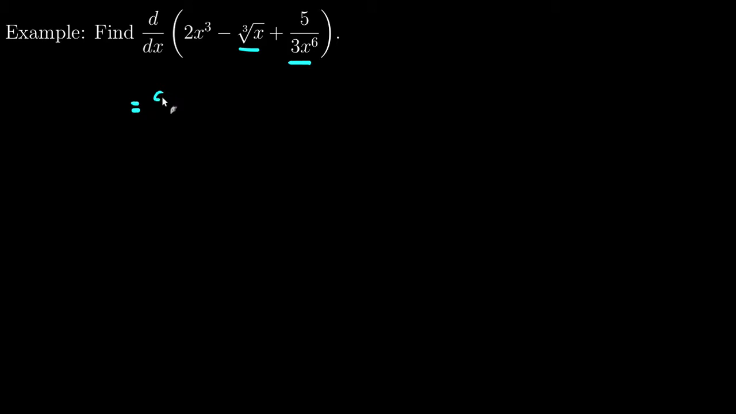So this will equal the derivative with respect to x of 2x cubed minus, I'll rewrite the third root of x as x to the 1 over 3 power. And that works for any root. The fourth root is 1 over 4. The square root is 1 over 2 for the exponent. And I'll rewrite this with a negative exponent. So the 5 and the 3 have an exponent of 1. They don't move, so I have 5/3. But I'll have x to the negative 6th.